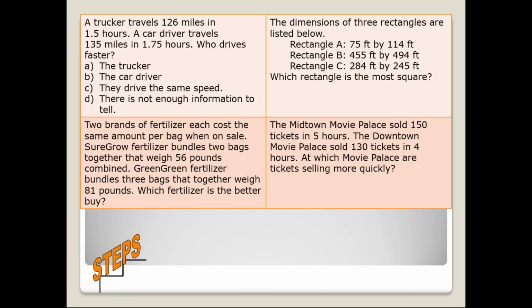Is the most square. The dimensions of 3 triangles. Yep. Rectangles. Yeah, absolutely. Sorry. What do the other 3 have in common? Proportionality. They want to know who went faster, who's bigger, what's the most or more or something like that. And what's the better buy? Which one is selling more? And to do that, I have to find a what? Unit rate, right? So those three, the fertilizer, the trucker, and the movie palace, they all have a unit rate, which we can go back to and then compare to say which one is the better buy.